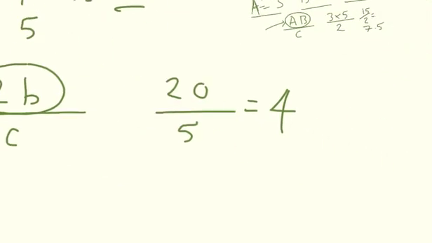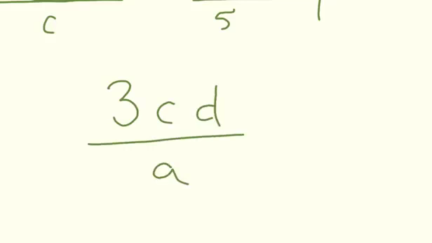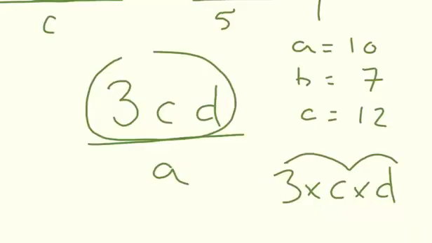Let's see another situation. Let's say 3CD divided by A. Now A we will put as 10. I'm making this very easy. B we can put as 7, and C we can put as 12. Now this means 3 times C times D. You could do D times C times 3, or you can do C times 3 times D. You can do any order, but the point is they all are going to be multiplied with each other.